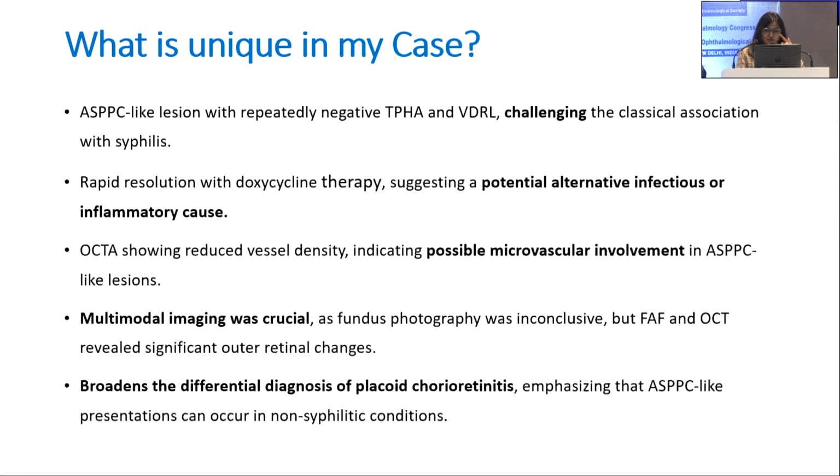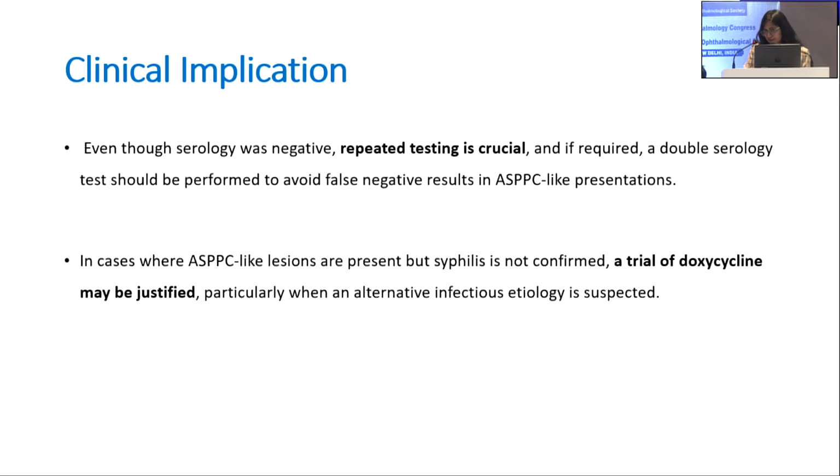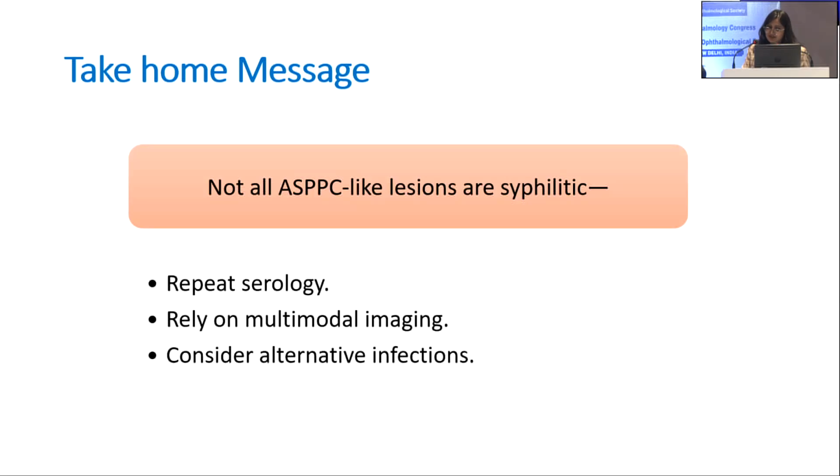Multimodal imaging was crucial because looking only at the fundus photography, it was inconclusive, and it also brought a differential diagnosis of placoid chorioretinitis. The clinical implication is that, even though serology was negative, repeated testing is crucial, and if required, a double serology test should be performed to avoid false negative results. In cases where ASPPC-like lesions are present and you are thinking about infectious etiology, a trial of doxycycline may be justified. My take-home message is: not all ASPPC-like lesions are syphilitic.